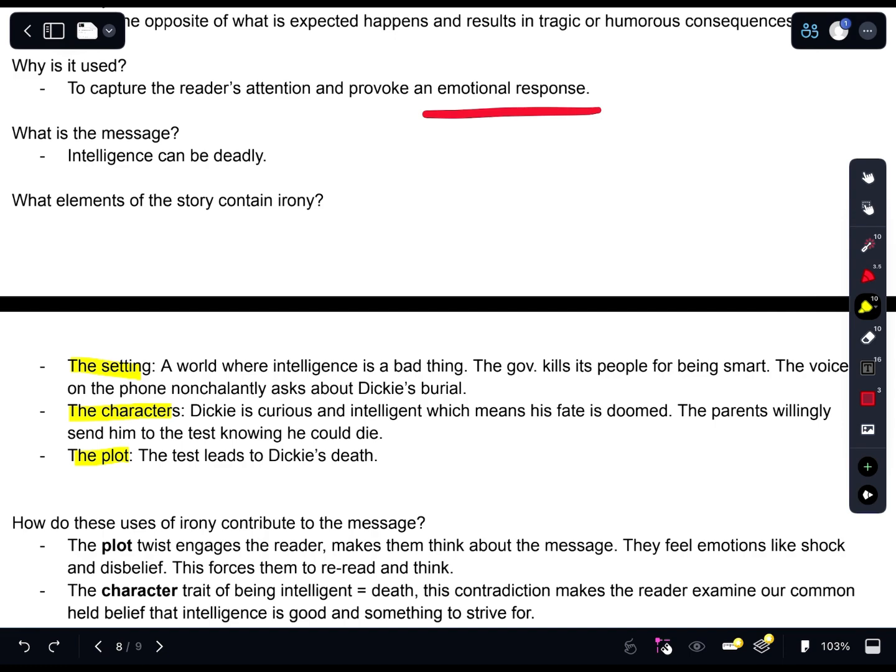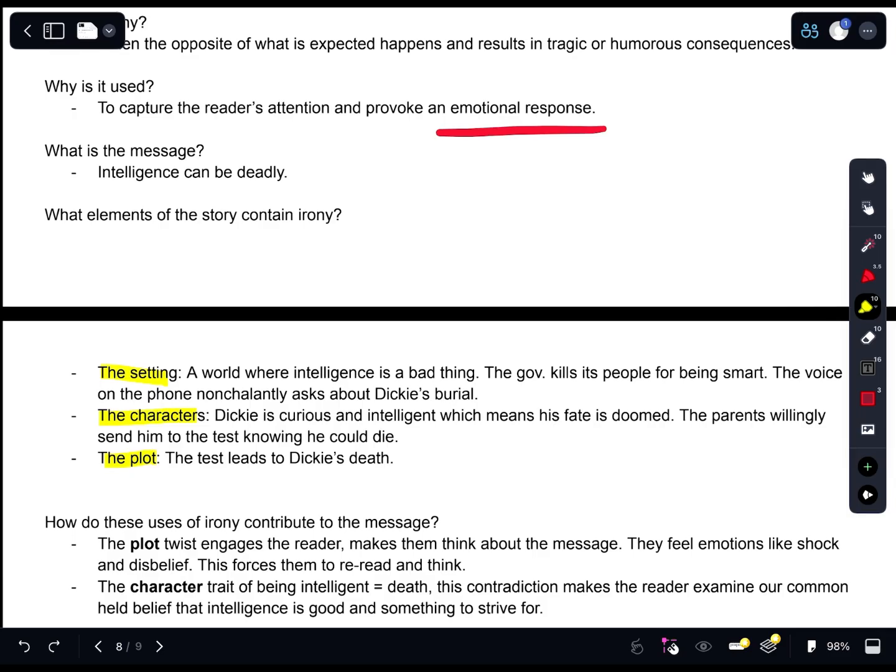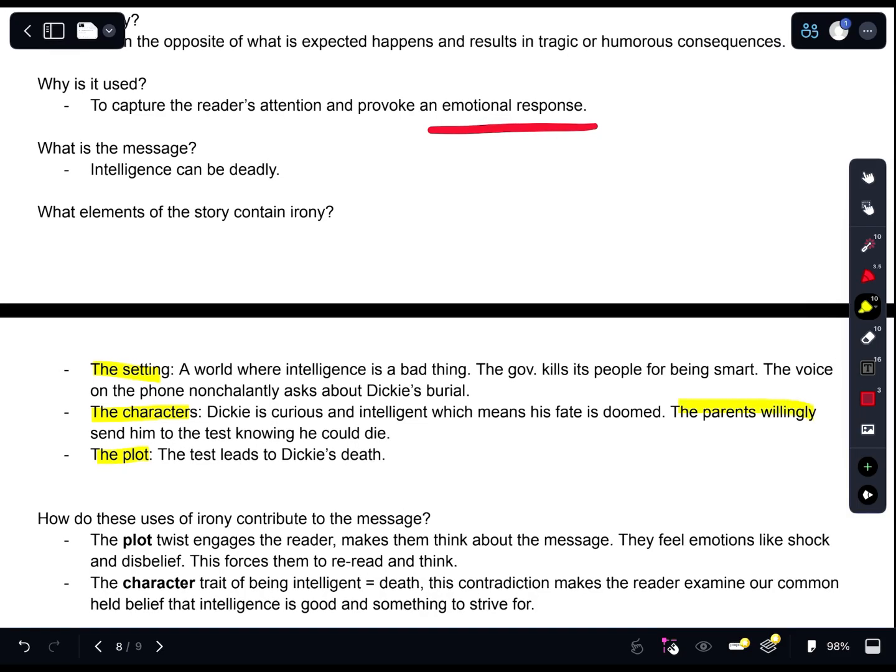Okay, next, the characters. Dickie is curious and intelligent, which means his fate is doomed. So again, this is also ironic. This is kind of unexpected. He's curious, he's intelligent, he's really energetic, optimistic. He wants to please his parents, and that means he will get killed. So he's doing everything right, and that seals his fate. Also, the parents, it's kind of ironic that they are willingly sending him to a test knowing that he could die doing that test. They encourage him to go do the test.